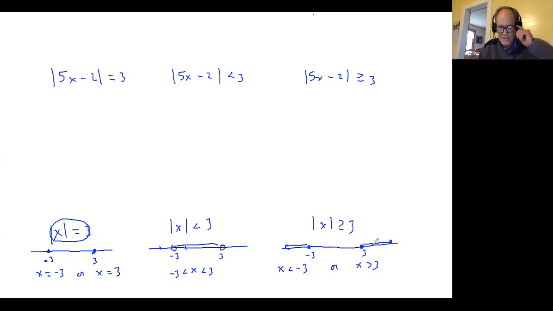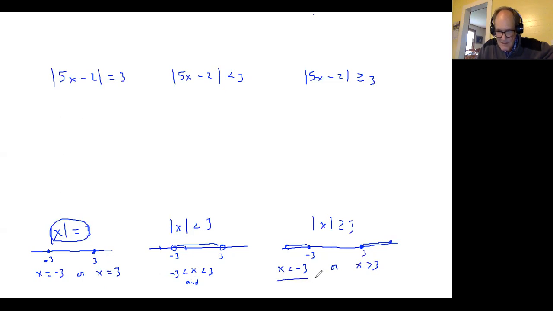Now just look at that for a second. That's what's happening right here. X is either negative 3 or 3. Right here, we want the region in between negative 3 and 3. So x is greater than negative 3 and less than 3. This is an and. And here, x is less than negative 3 or greater than positive 3.